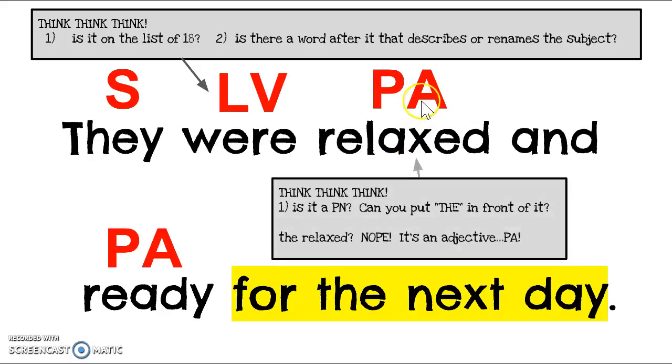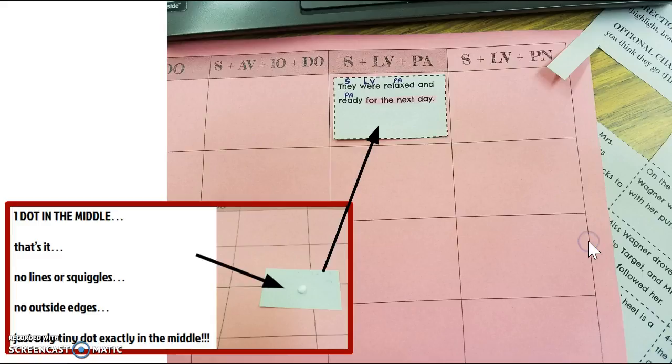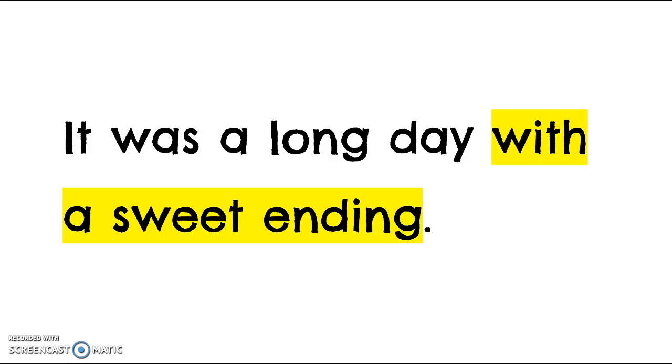I was able to figure out that they were predicate adjectives because I know that if I have a noun, I can put the in front of it. And if I said the relaxed, that doesn't make sense as a noun, so it's got to be a predicate adjective. Now, if you want to go sentence by sentence, you can cut this one sentence out, put a little teeny tiny dot of glue in the middle, and we're going to glue it under the box for predicate adjective. Okay? All right, let's go find your next sentence.